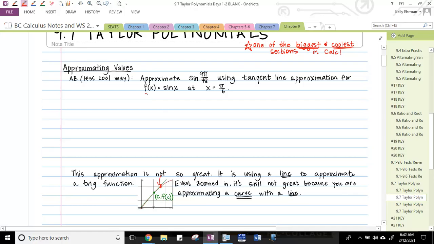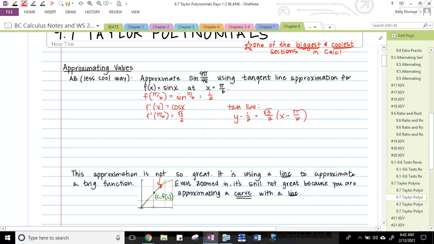All right, so to do that, we need a point of tangency. So we need to know what is f of pi over 6. Our point of tangency is sine of pi over 6 is 1/2. And what's the derivative at the point of tangency? Well, f prime of x is cosine x. And then f prime of pi over 6, cosine of pi over 6, is radical 3 over 2. So our tangent line approximation, our equation for that, would be y minus 1/2 equals radical 3 over 2 times x minus pi over 6.